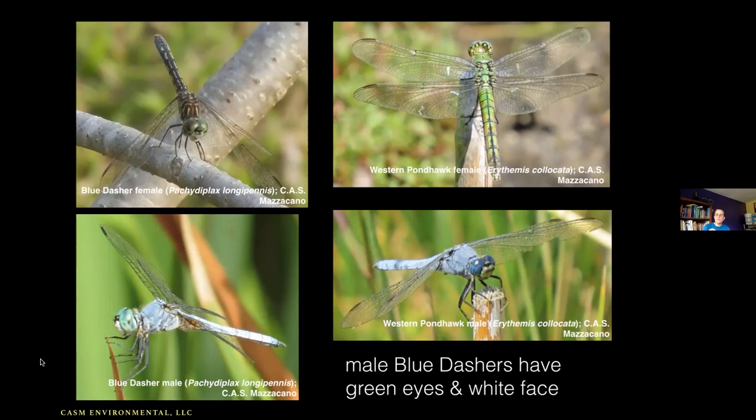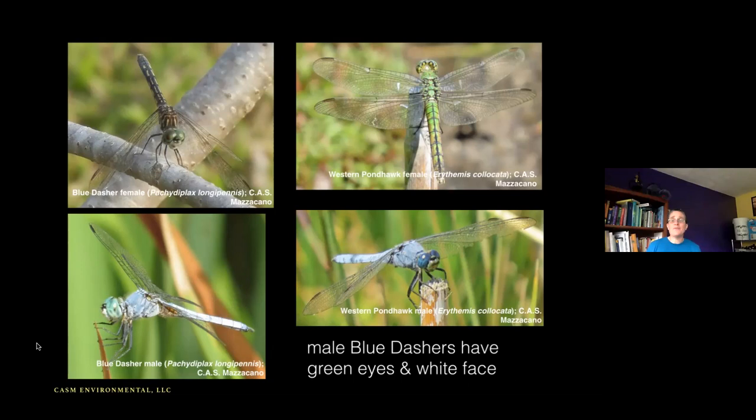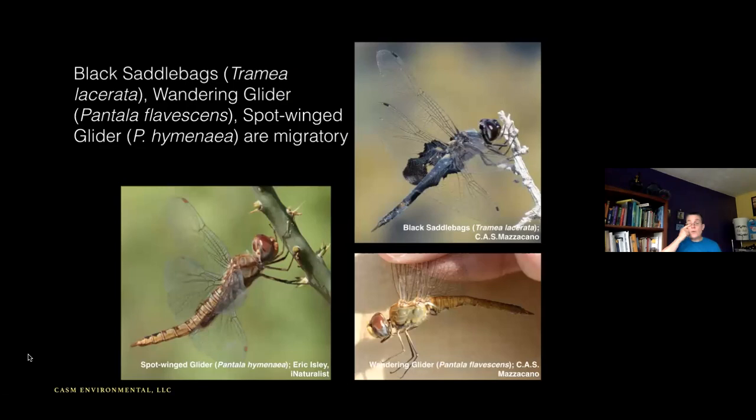This is the second most common mistake that people new to dragonfly identification make, confusing a mature male blue dasher with a mature male Western pondhawk and vice versa. Just look at the head, color of the eyes, color of the face, totally easy to tell them apart. And the females that don't get that pruinosity are very, very different looking from each other and very easy to tell apart.